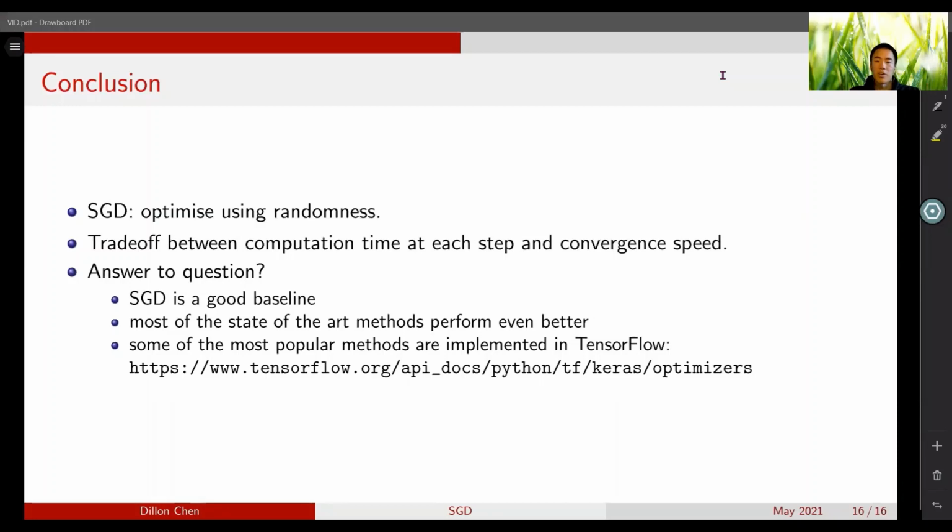So to answer the question we have proposed, we can usually conclude that vanilla SGD, such as mini-batch, is a good baseline improvement to normal gradient descent in terms of optimization. However, there are many more state-of-the-art methods which perform much better by balancing the trade-off of computational time and convergence quality. Most of these methods are even implemented in TensorFlow, and you can check them out in the link below.